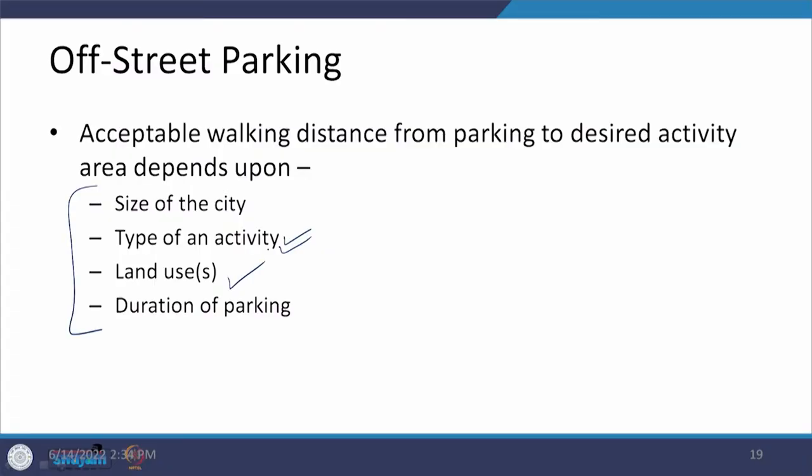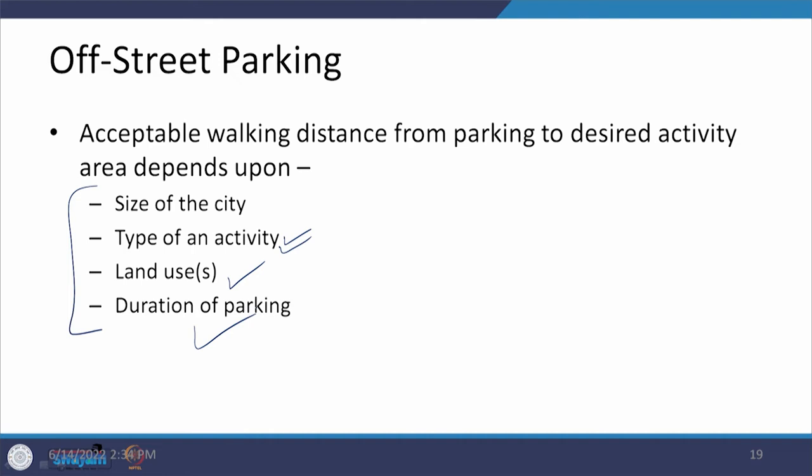And for that, if you have to walk 10 minutes or 5 minutes, you are not going to have that acceptability for this type of office street parking. So, type of activity also makes a difference. Similarly, land uses. I have already correlated it with the type of activity. So, that is the way we can look at.